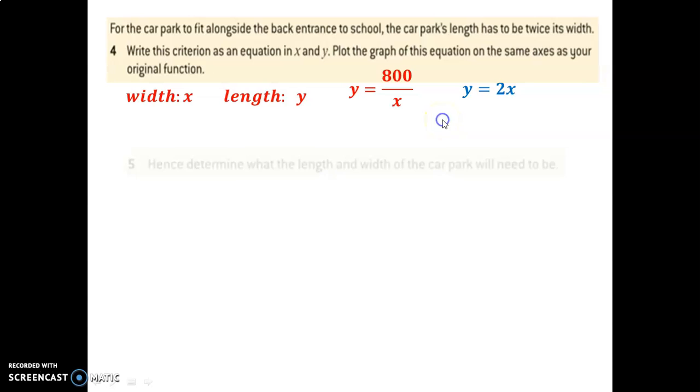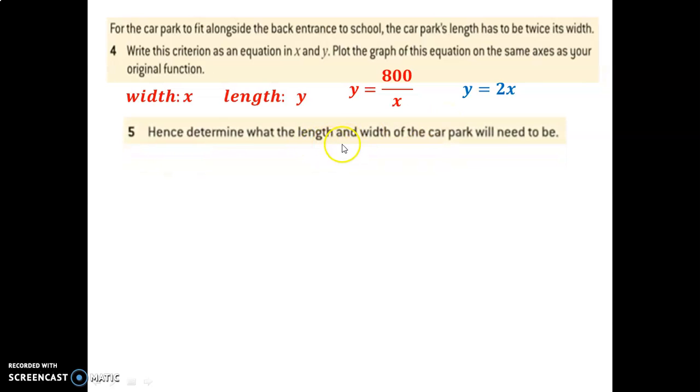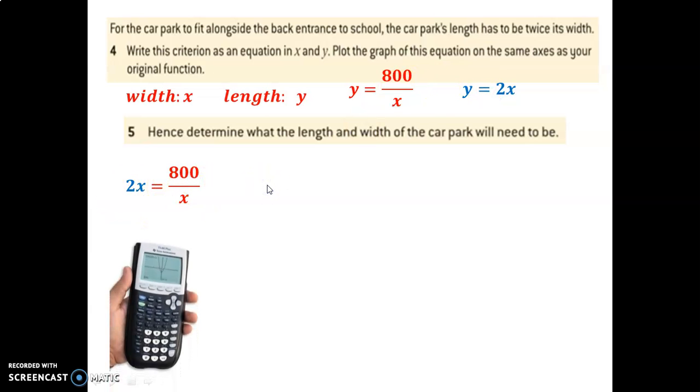And now, new question: determine what the length and width of the car park will need to be. We have two conditions on the car park. It must meet this model and this one. It must be 800 for the area, and the length must also be twice the width. So how can you solve this? Well, we can set them equal to each other because we're trying to see when the car park meets both conditions. So setting them equal to each other, using your calculator, graphing, find the point of intersection.